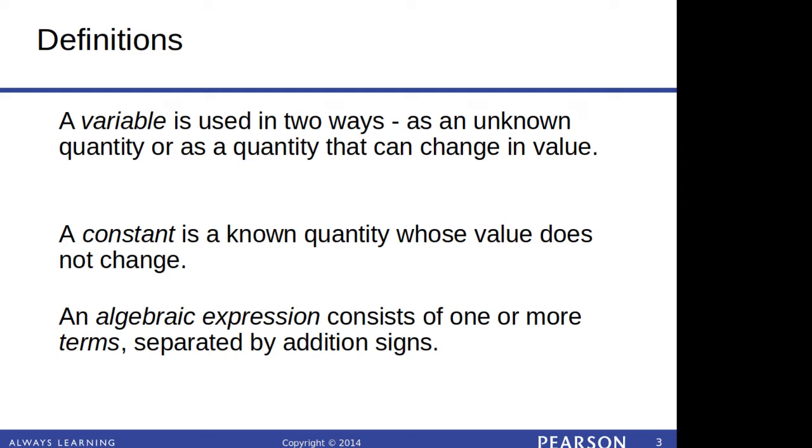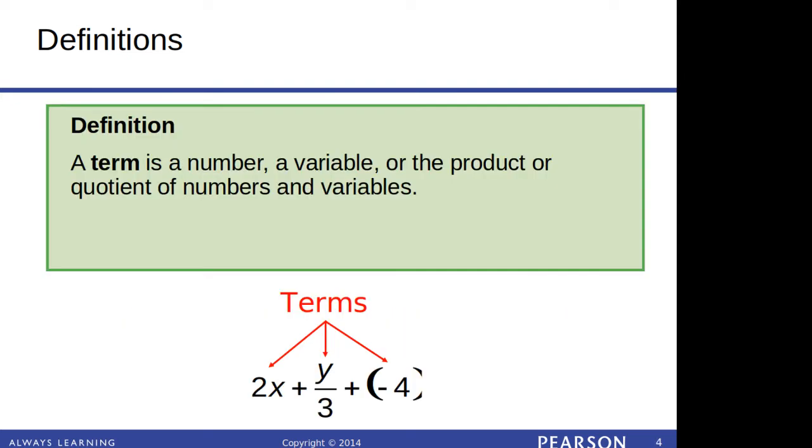I'm going to look at their definition of terms, then I'll show you some other terms here. A term is a number, a variable, or the product or quotient of numbers and variables. They show a term here, and a full expression. This whole thing is an expression, and it has three terms. 2x is a term, y divided by 3 is a term, and negative 4 is a term. A term can be any one of these components or pieces.